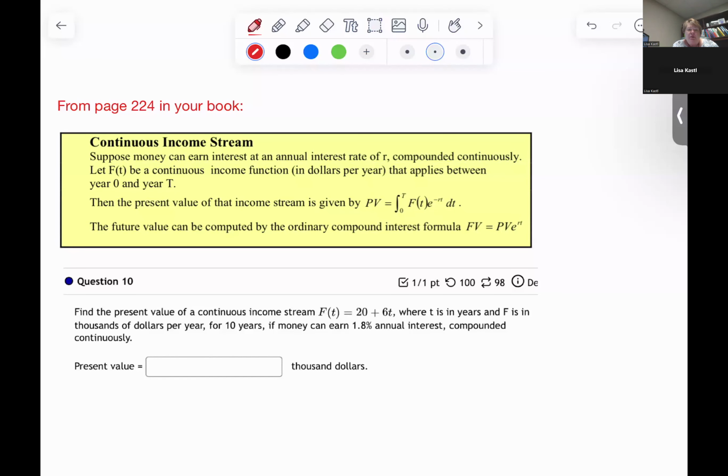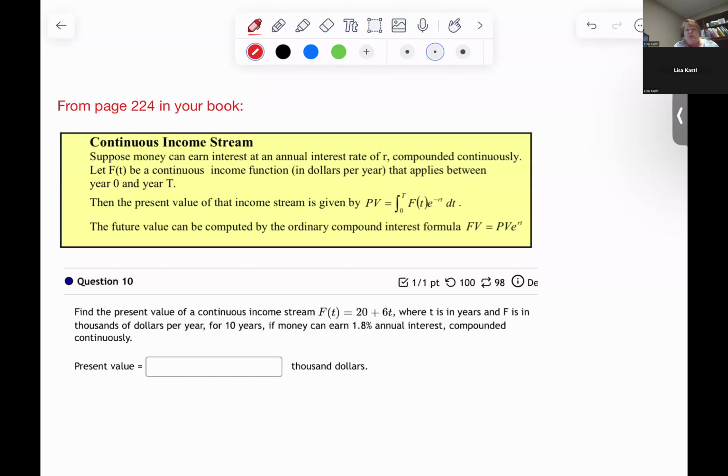I've had enough questions on this particular problem that I thought it probably was a good time to record a video on how to complete this problem. This is problem 3.7, number 10. It's a problem where you're going to be finding the present value of an investment, and you're going to be using a formula from your book.